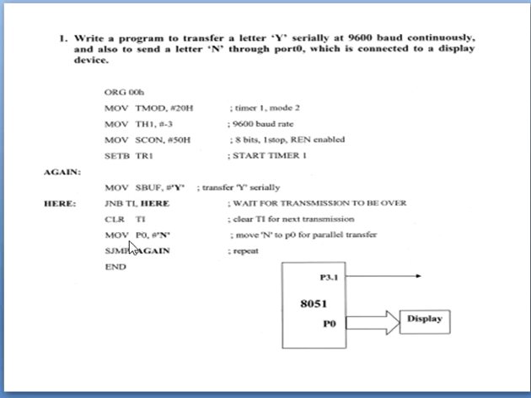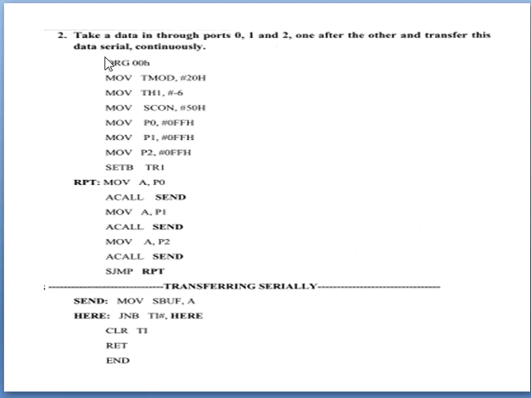So once it has been done, then move p0 comma n, that is, the next character we have taken into p0, is jumped again. So this is how it is going to work. So this is the working of this program. So next we are going to see one more program.